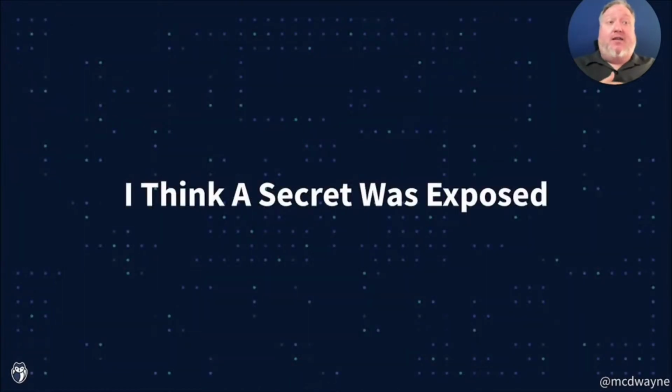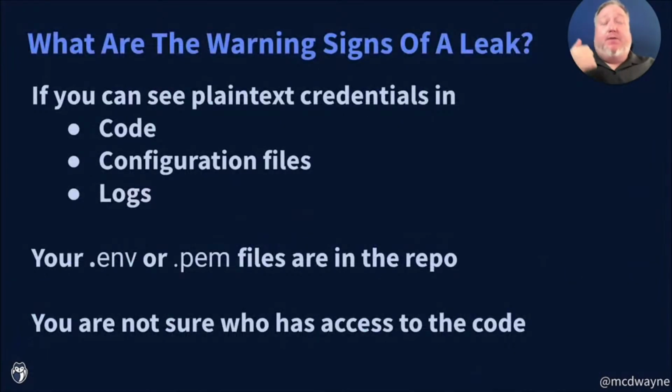So if you were sitting there and think, well, was I exposed? I think I was. Here's a quick guide. If you see plain text credentials in your code, configuration, or logs, assume everyone else on Earth can see them too. They should never be plain text in those places. Are your ENV or PEM files or other security files in a repo that can be accessed by you? That's not good. Those should be somewhere else, not in your version control.